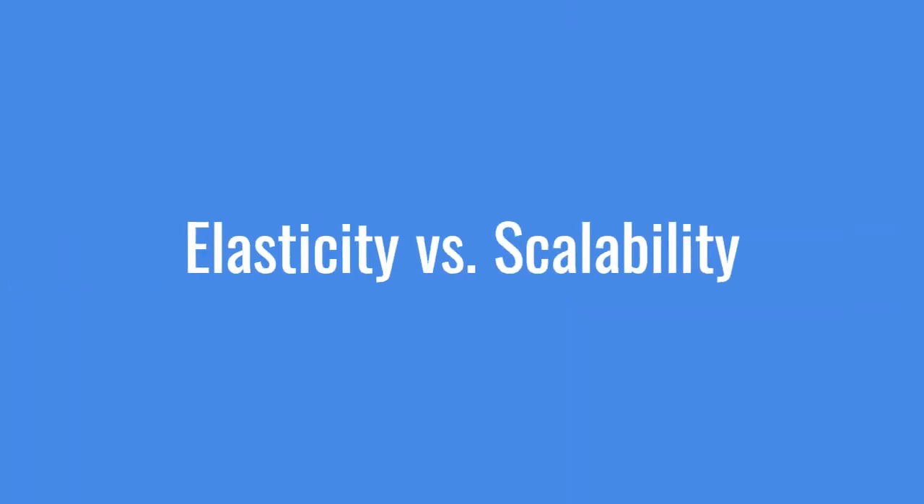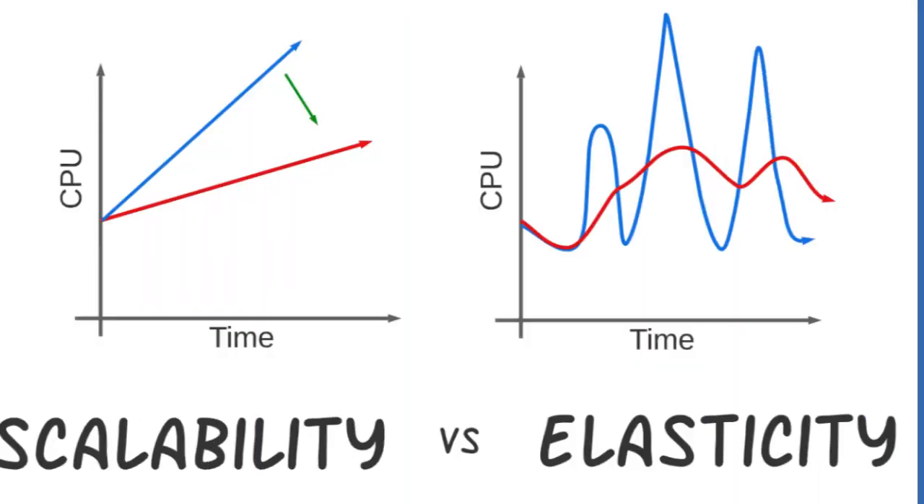Then elasticity versus scalability. Elasticity means the ability to automatically scale resources up or down based on demand. Scalability means the capability to handle increased loads, typically achieved through the addition of resources. This is called scalability.